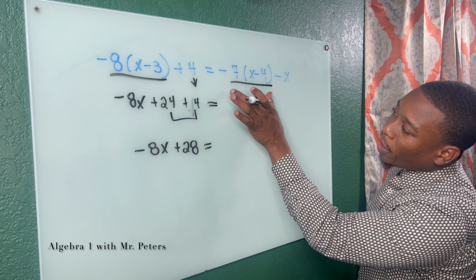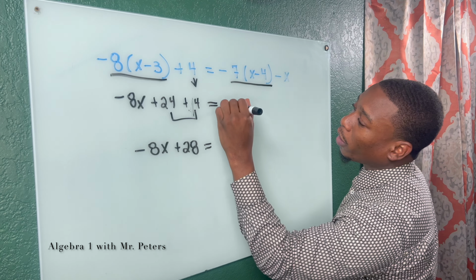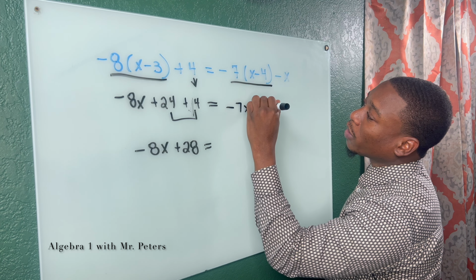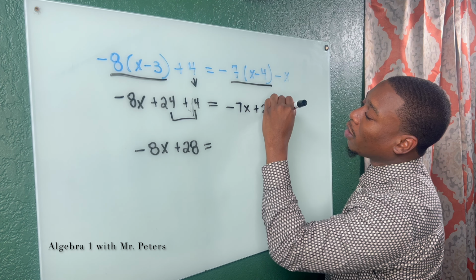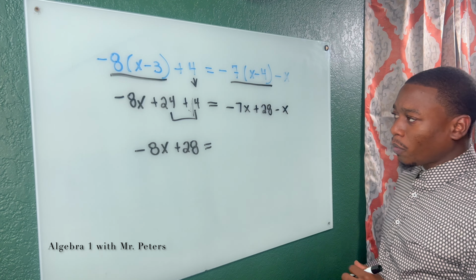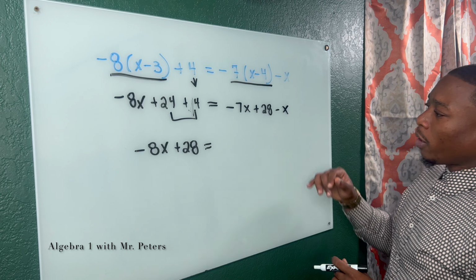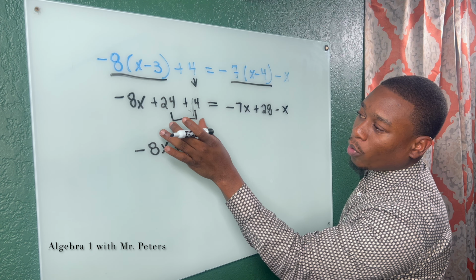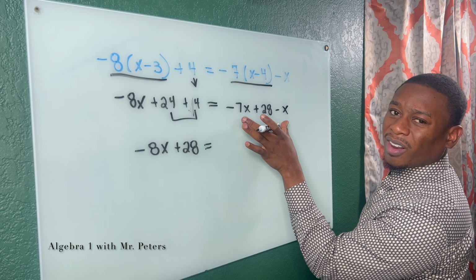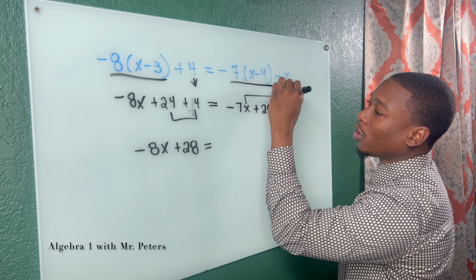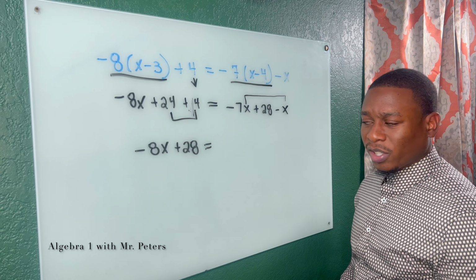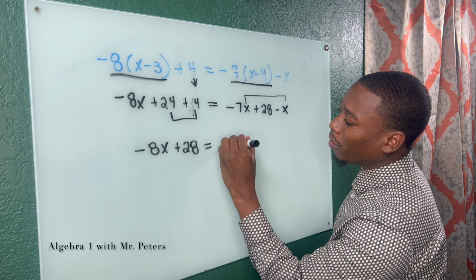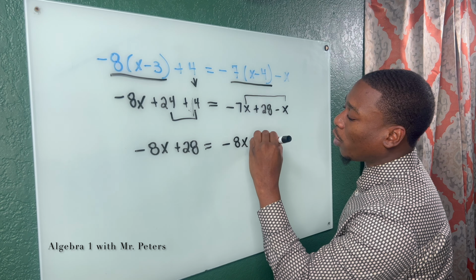So after identifying the fact that we need to distribute, I go ahead and I complete it. Negative 7x plus 28 minus x. I notice here that there's a difference. On this side, we have like terms that were constants. On this side, our like terms are variables. So now just pay attention to your signs. Negative 7 and a negative 1, once we combine that, that's going to give us negative 8x plus 28.